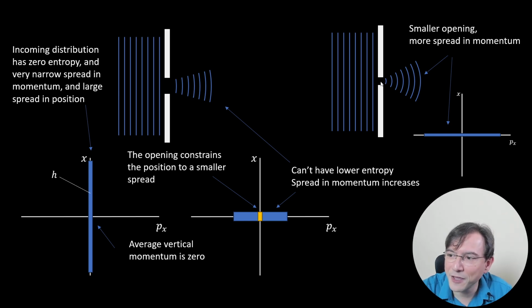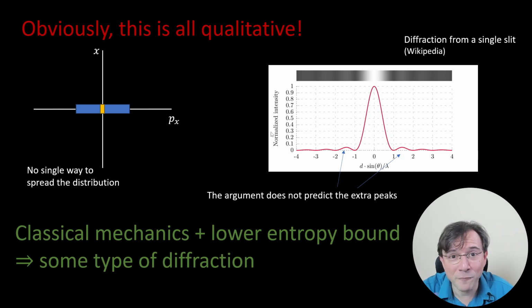And suppose now we make the opening smaller, well, that will constrain the final distribution to have an even smaller spread in position, and therefore an even bigger spread in momentum, and therefore there is going to be more of the distribution that goes up and more of the distribution that goes down. So this is kind of a classical effect for diffraction. And again, obviously, this is all qualitative. I don't want you to start thinking, oh, let's go and make predictions. I mean, this is just very hodgepodge.